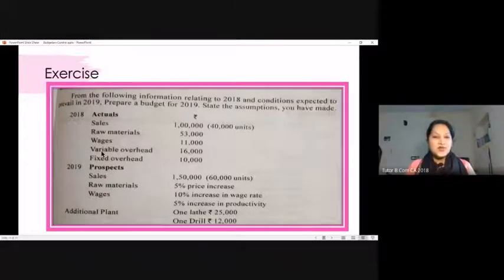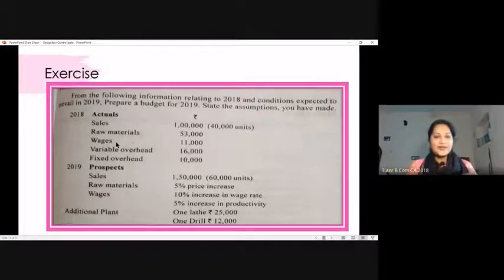Now, while observing, you can see that you're given the receipts, sales, and also the expenses, other expenses connected with that. Variable overhead, fixed overhead, you're given the raw material expenses, wages expenses, right?